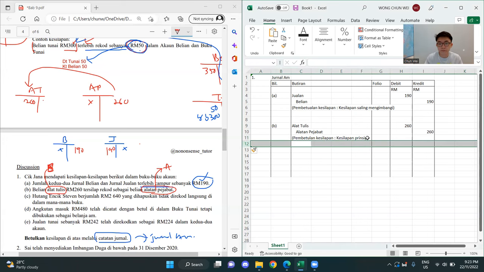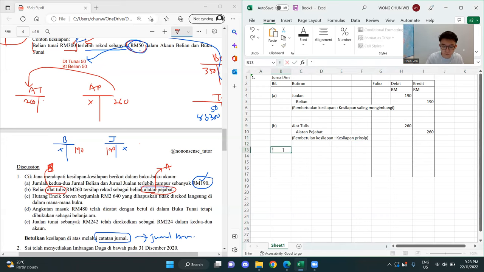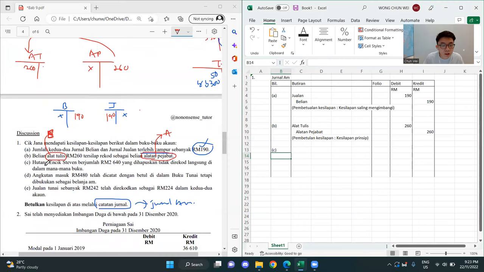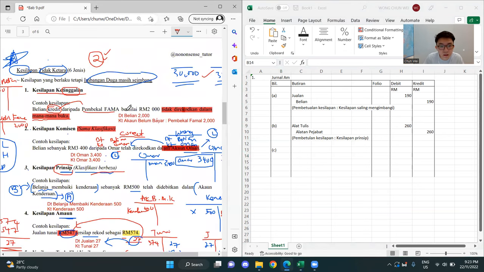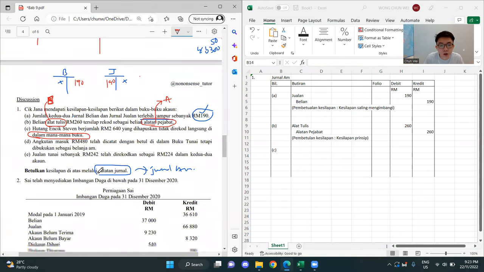Okay, next, C. Hutang Encik Steven berjumlah 2640 yang dihapuskan tidak direkod langsung di mana-mana buku. Do you remember mana-mana buku? This is the keyword for kesilapan ketinggalan. Betul tak? Kesilapan ketinggalan tidak direkod dalam mana-mana buku. So how do you record? You straight away record lah, because it's not recorded anywhere. So now you just record as usual.